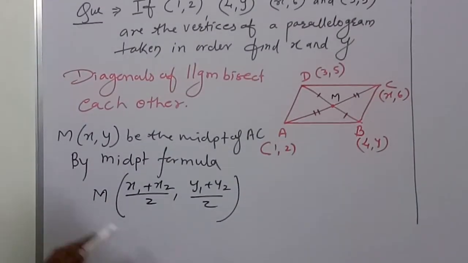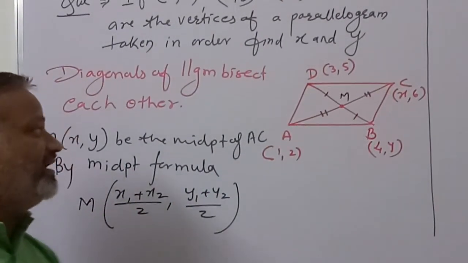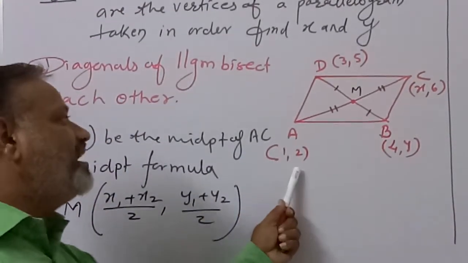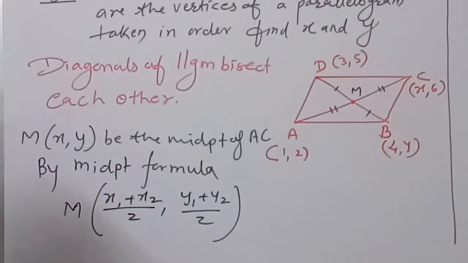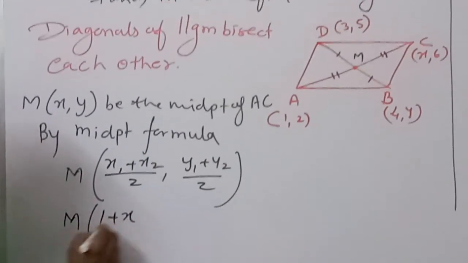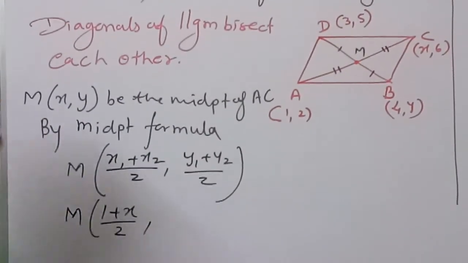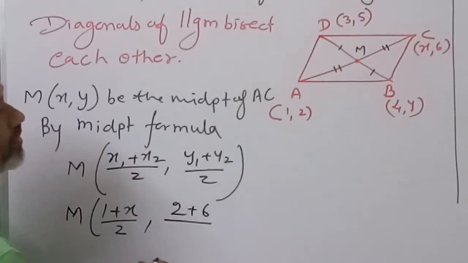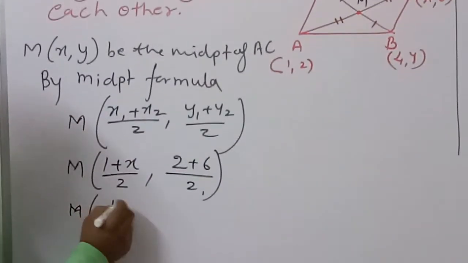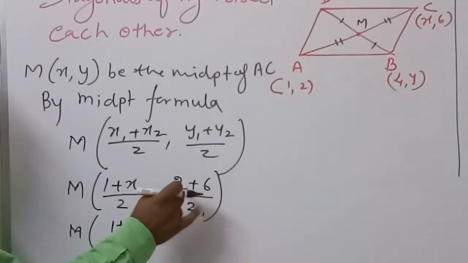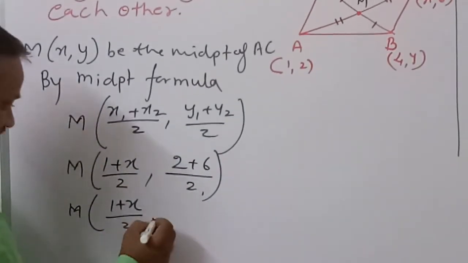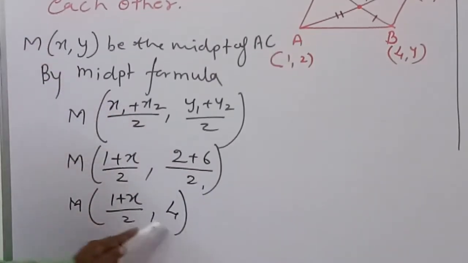This is the formula to find the coordinates of the midpoint M. We considered the midpoint of AC, so this is x1, y1 and this is x2, y2. So put the values: (1 plus x) upon 2 and (2 plus 6) upon 2. So M is (1 plus x) upon 2 and 8 upon 2, which is 4. So this is the coordinate of M.